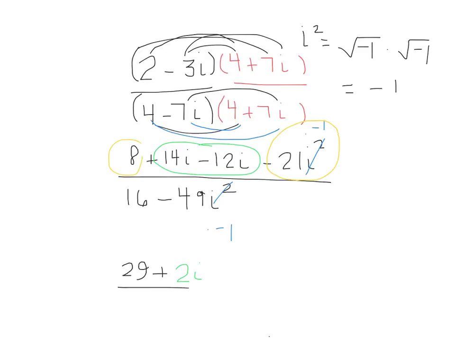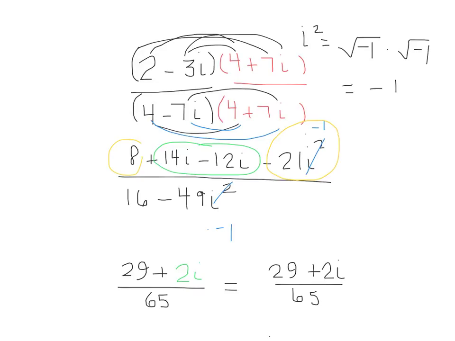On the bottom of our fraction, we have 16, and then we have negative 49 times negative 1, which is positive 49. So 16 and positive 49 add up to 65. So our answer here at this point is 29 plus 2i all over 65.